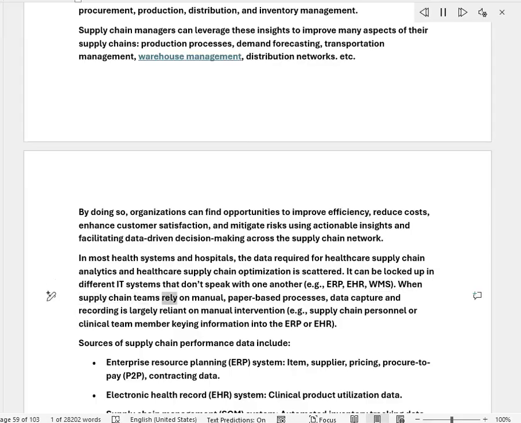When supply chain teams rely on manual, paper-based processes, data capture and recording is largely reliant on manual intervention, for example supply chain personnel or clinical team members keying information into the ERP or EHR. Sources of supply chain performance data include Enterprise Resource Planning, ERP, system: item, supplier, pricing, Procure to Pay, P2P, contracting data. Electronic Health Record, EHR, system: clinical product utilization data.